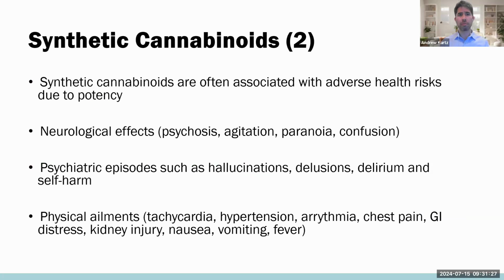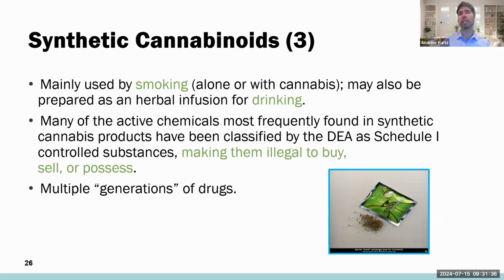Synthetic cannabinoids are associated with a range of health risks, as we talked about: the neurological effects, psychiatric episodes, physical ailments. These are typically used by smoking. You can also infuse them into tea and drink them. Many of the active chemicals are scheduled or classified by the Drug Enforcement Administration as illegal, but using a slightly altered chemical precursor circumvents that law or regulation. The other consideration is that because there are multiple generations of these drugs, it is hard to know what somebody may be getting as they're buying a particular product.